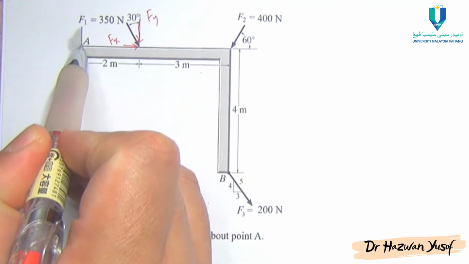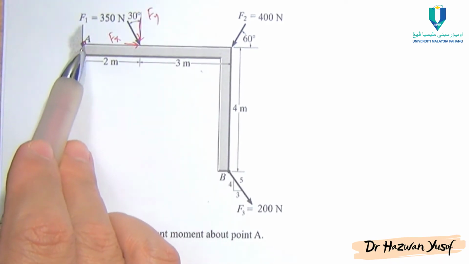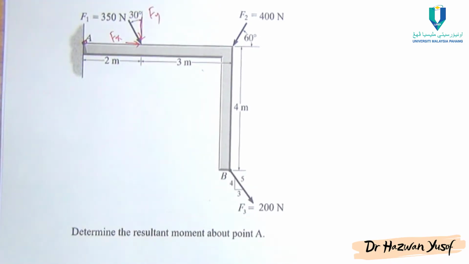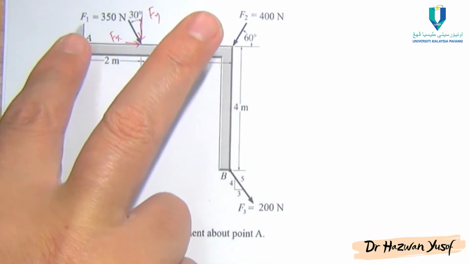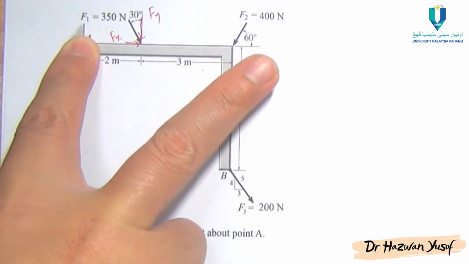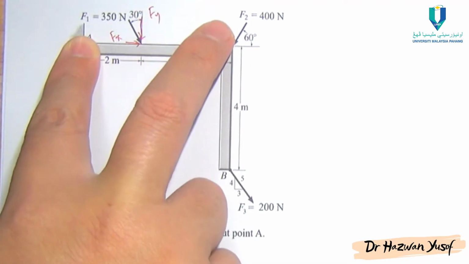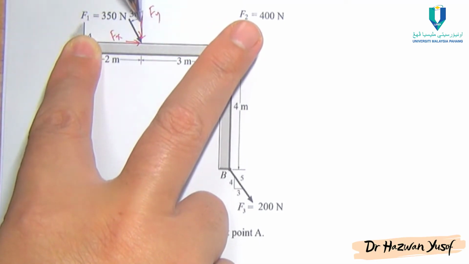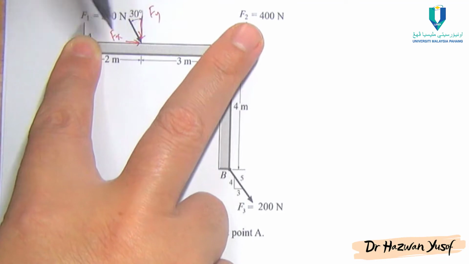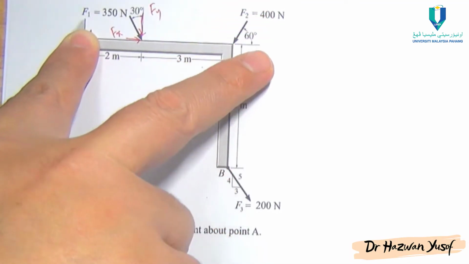If we want to find the moment at point A, what you can do is use your two fingers. One finger is put on the rotation point, which is point A, and the next finger will follow the direction of the force. Let's say this one we have Fy. Fy here will be pointing downwards, so you move this finger downwards.